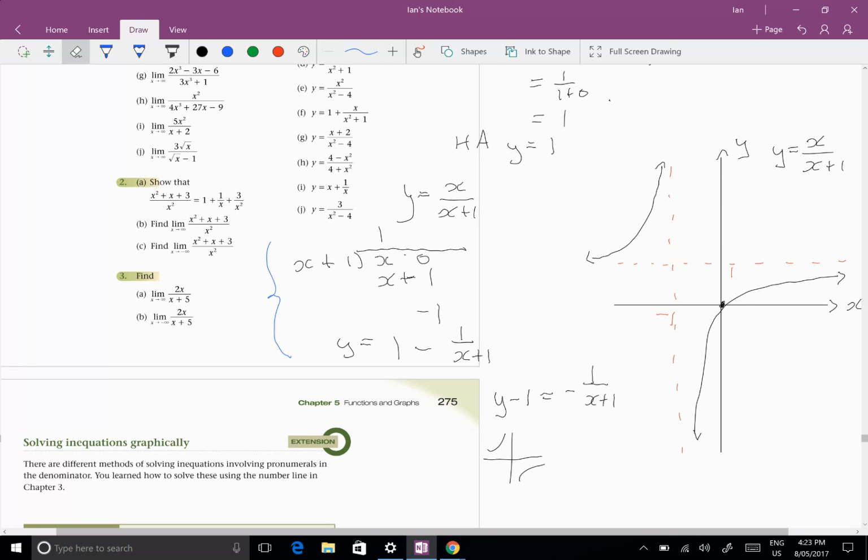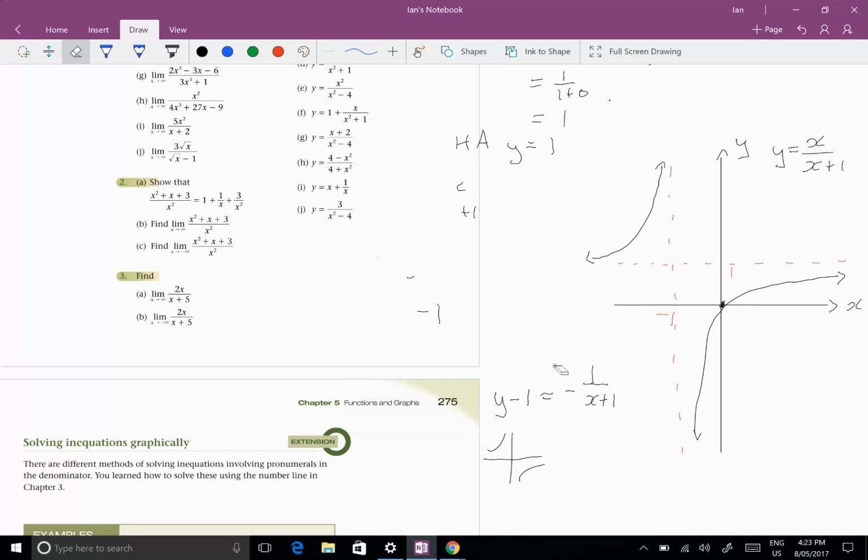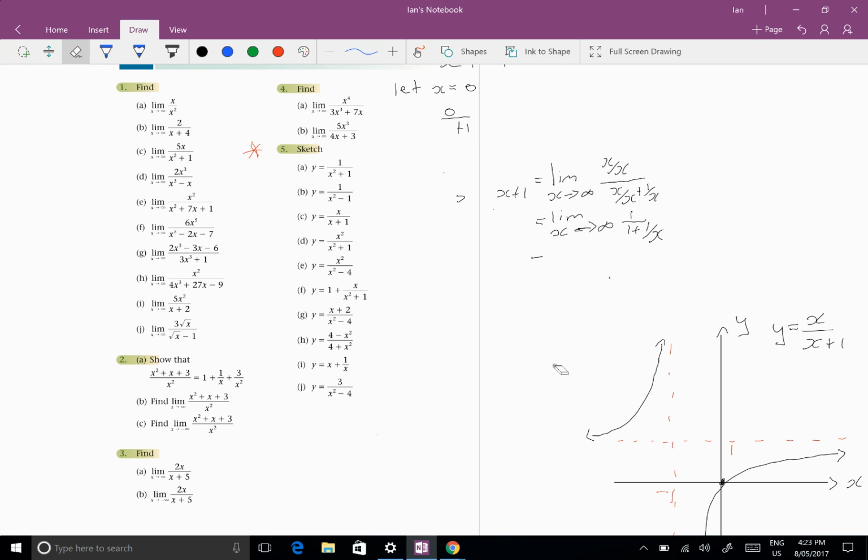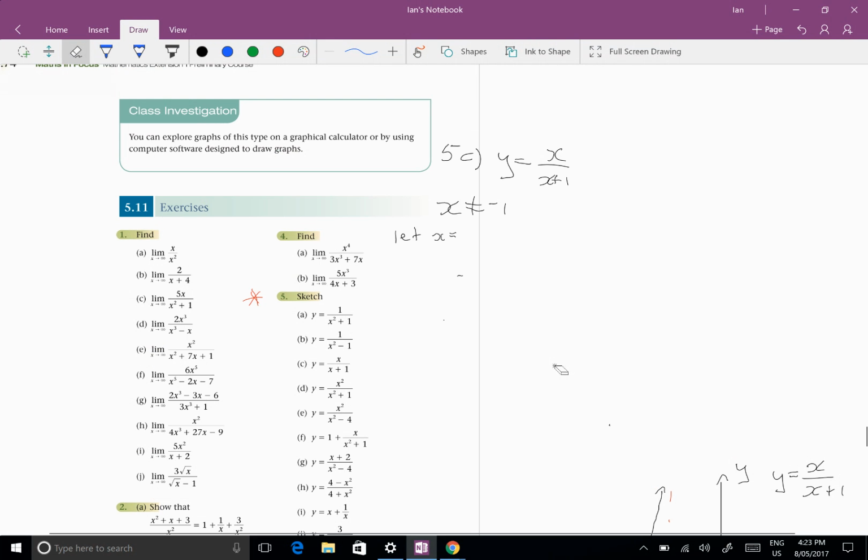I'll just get rid of this. And we'll look at 5D and see if we can do that one. So 5D. Y equals x squared on x squared plus 1.